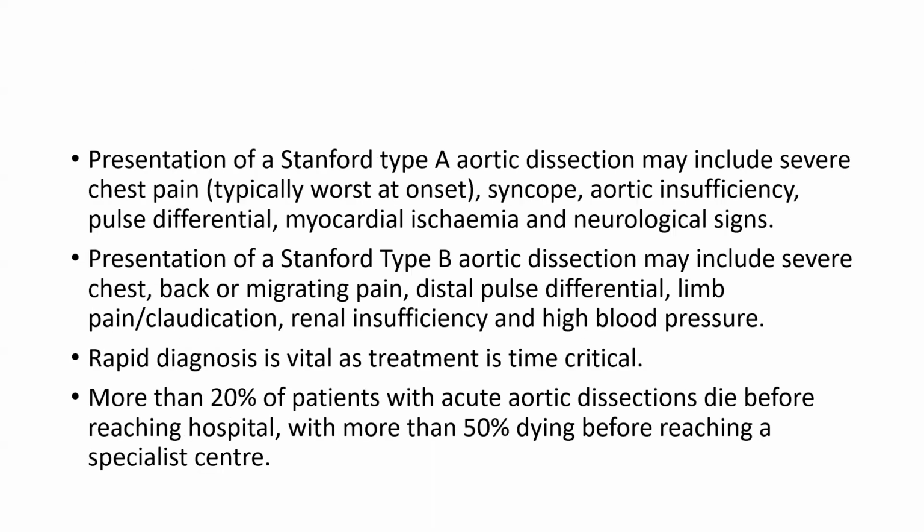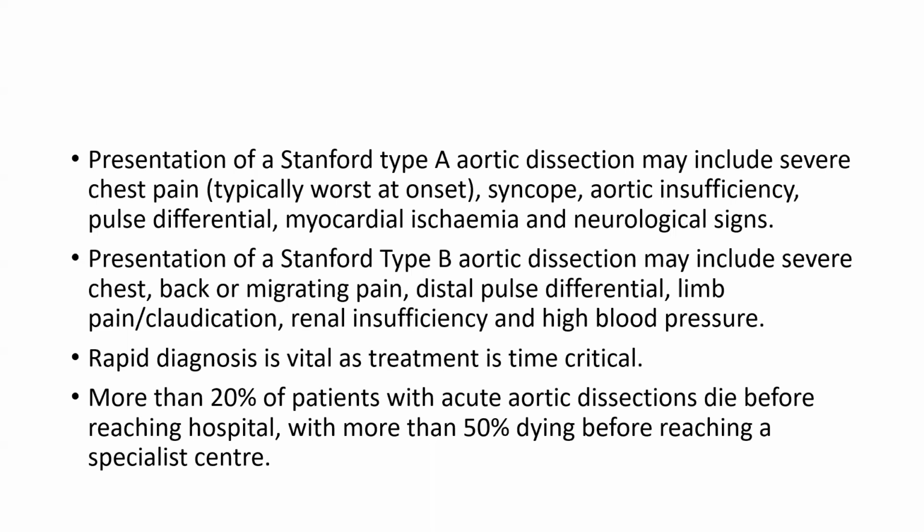Presentation of Stanford type A aortic dissection may include severe chest pain, syncope, aortic insufficiency, pulse differential, myocardial ischemia, and neurological signs. Presentation of Stanford type B aortic dissection may include severe chest, back, or migrating pain, distal pulse differential, limb pain, claudication, renal insufficiency, and high blood pressure.